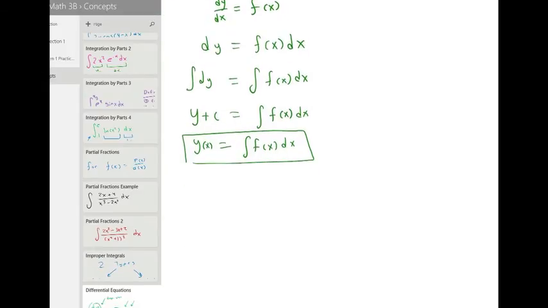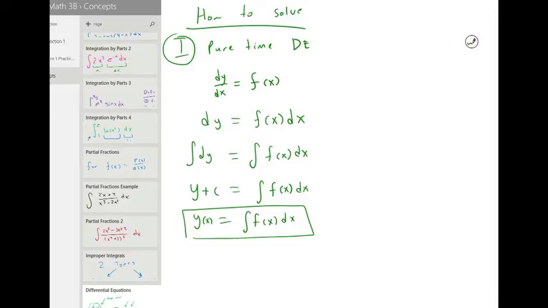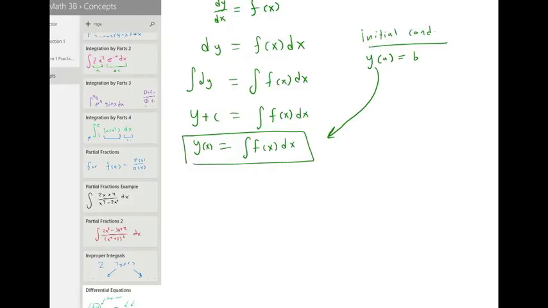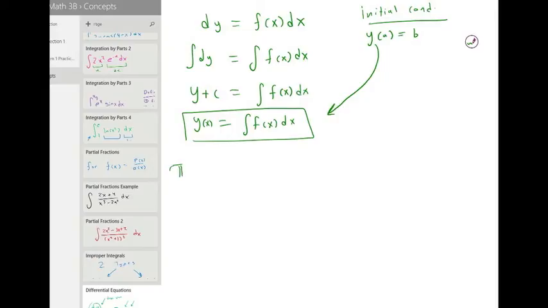And then usually we'll have a set of initial conditions. So to get rid of that plus c, we're going to get some sort of condition like y(a) equals some sort of b. And then we're going to plug this in and solve for c, and I'll show you what we mean in the examples.